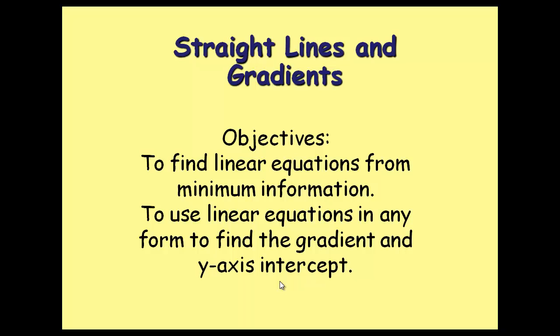For our second Core 1 coordinate geometry lesson, we're going to look at the equation of straight line graphs and gradients of straight line graphs. We're going to look at how you can find equations for lines from minimum information, like for instance the gradient and a point on the line, or 2 points on the line. And we're going to see how these linear equations link things like the gradient and the y-axis intercept.